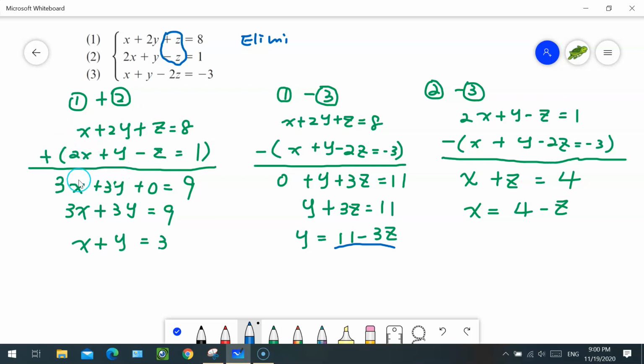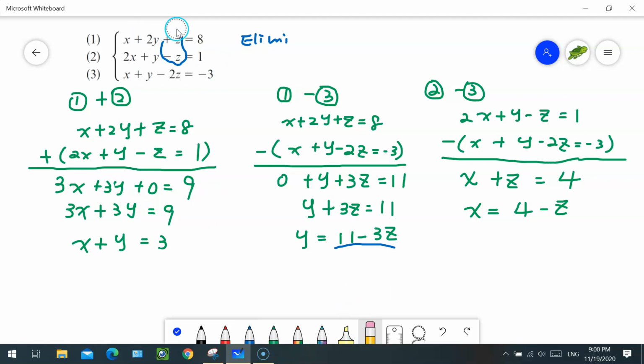It turns to 3x plus 3y. Here it turns to the 0. 0 minus z. z plus negative z, so it turns to the z minus z is 0, equal 9. 3x plus 3y equal 9. I divide by 3, it turns to the x plus y equal 3.